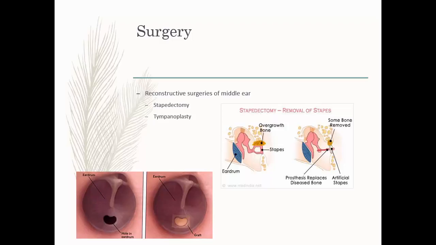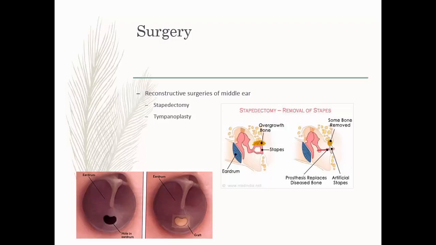Surgery. There are several different types of surgery that can be done. Your reconstructive surgeries of the middle ear, a stapedectomy is removal and replacement of the stapes, which is one of those three bones. And that is to treat hearing loss from otosclerosis.